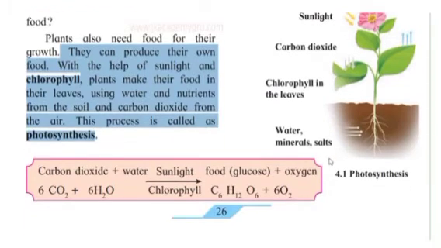Okay, so this is the chemical equation of it. Carbon dioxide is taken in by the plants as well as water and nutrients, and in the presence of sunlight, the chlorophyll is able to convert the water and the nutrients into food, glucose, and oxygen is given out. So this is the chemical equation of this whole process that goes on.